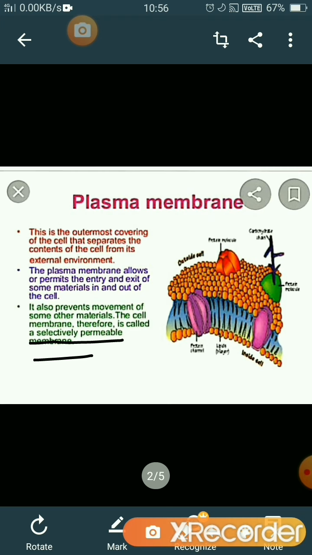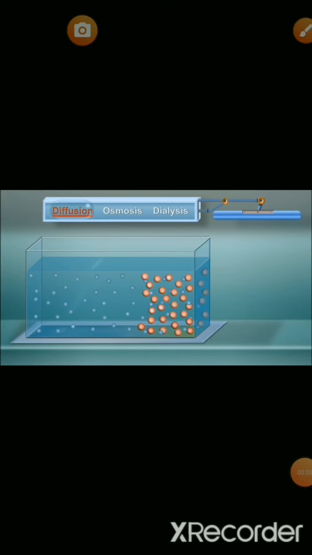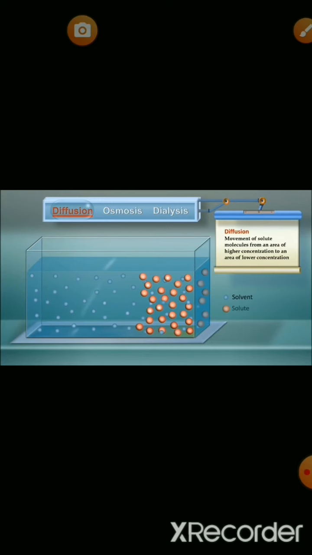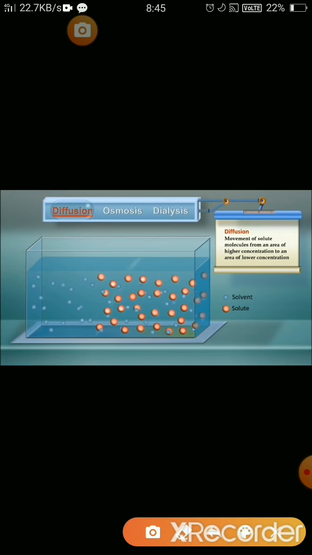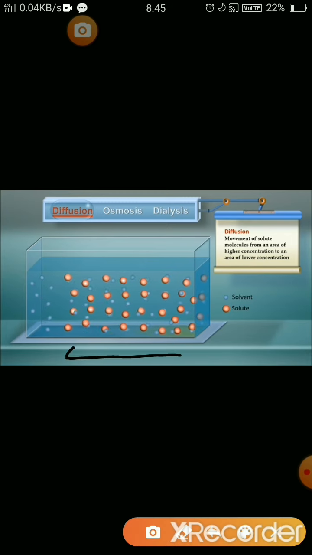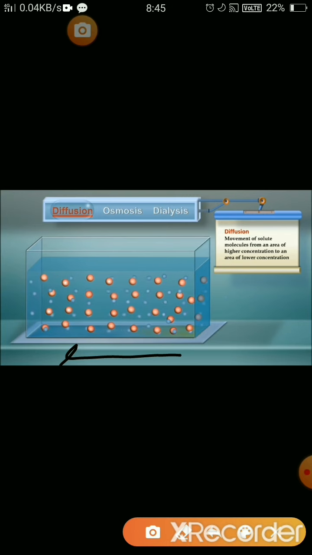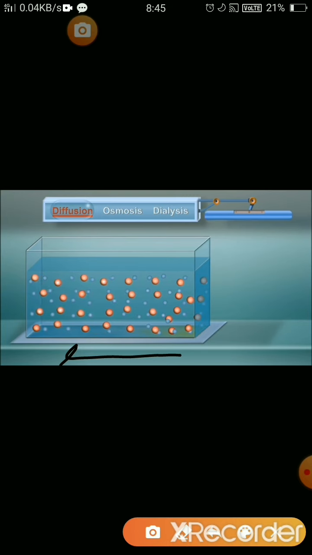The cell membrane or plasma membrane also performs different types of processes like osmosis, diffusion, and dialysis. You can understand diffusion. Diffusion is the movement of solute molecules from an area of higher concentration to an area of lower concentration. So here you can see that the molecules of solute move from the higher concentration area to the lower concentration area. So diffusion is intermixing of particles.